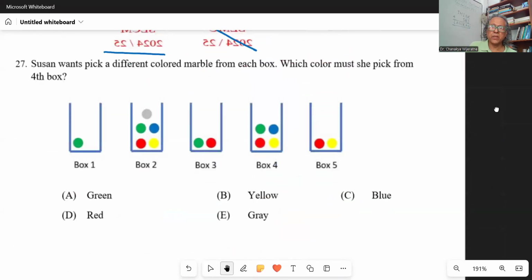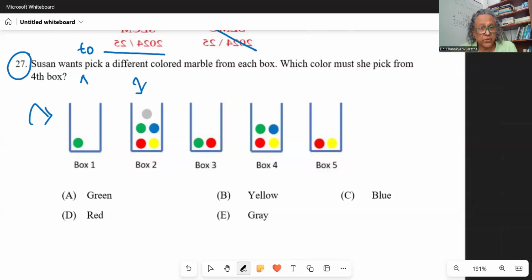Susan wants to pick a different colored marble from each box. Which color must she pick from the fourth box? Of course, in the first box, there's no choice. You need to pick the green one.